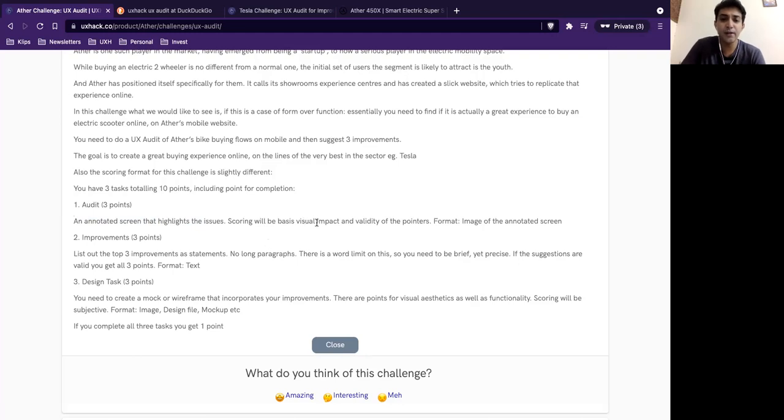I'll share a sample of an annotated screen that will give you some indication. I got that format. It's just that we can do some research and all. Absolutely. Yeah. We didn't mention.